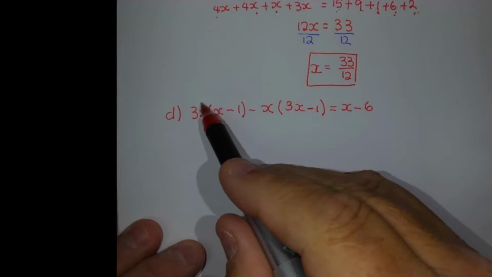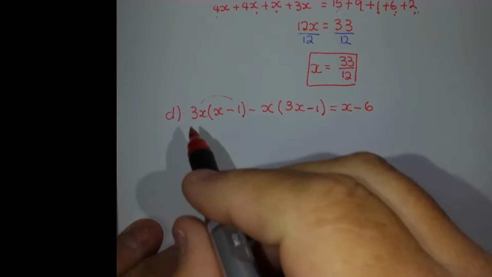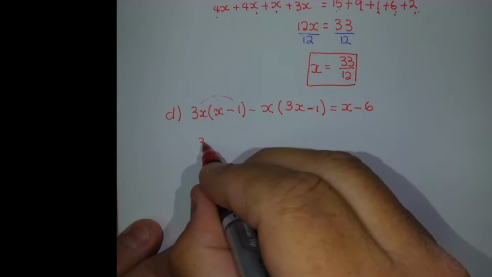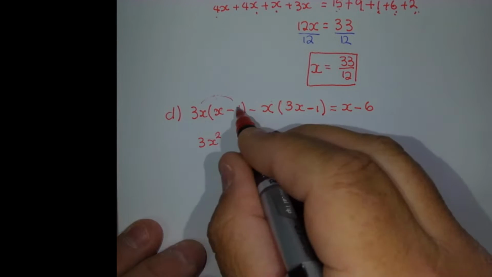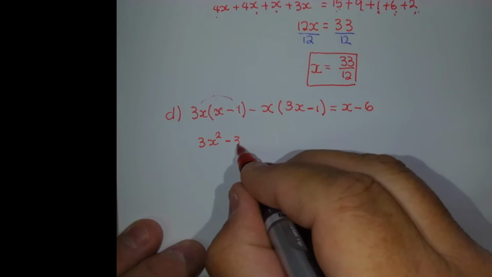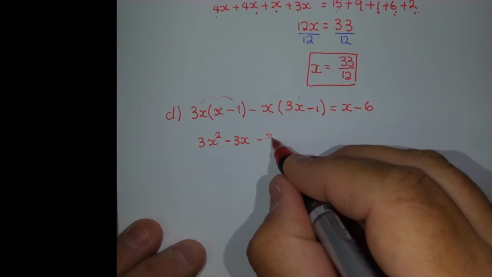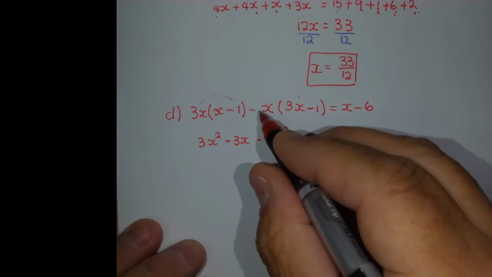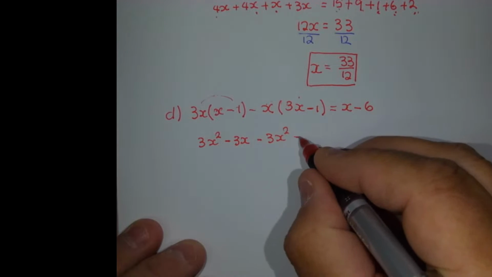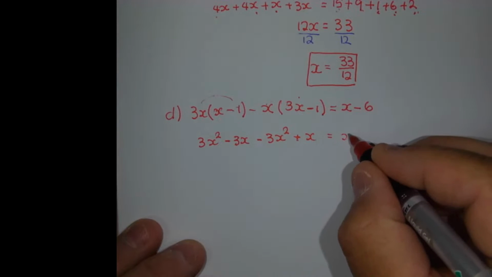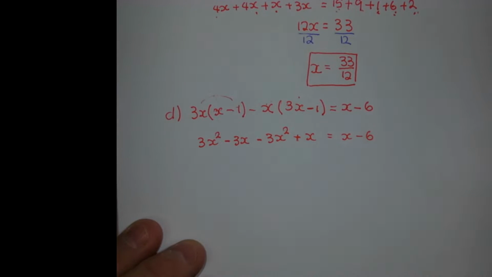So I'm going to first use the distributive law to eliminate my brackets, and when I do that, I'm going to end up with the following: 3x times x, that is 3x squared, 3x times minus 1, that's minus 3x, minus x times 3x, that's minus 3x squared, and minus x times minus 1, that is positive x, equals, and then on that side I've got the x minus 6.